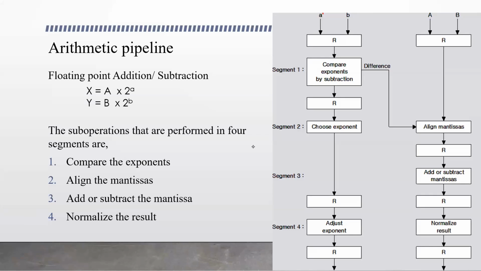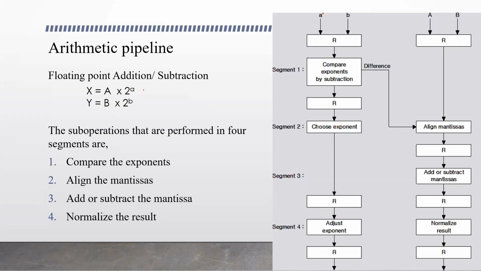Let's take an example of a pipeline unit for floating point addition and subtraction. We have taken two numbers x and y. These two are normalized floating point binary numbers: x equals A times 2 power a, and y equals B times 2 power b. Here A and B are two fractions that represent the mantissas, and small a and small b are the exponents.